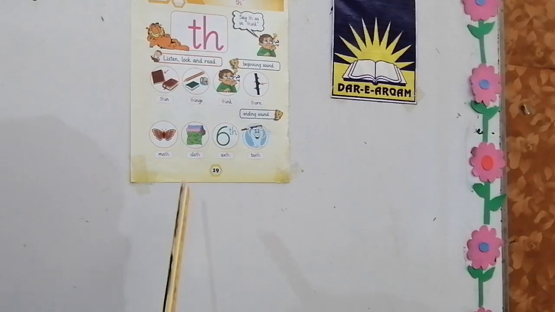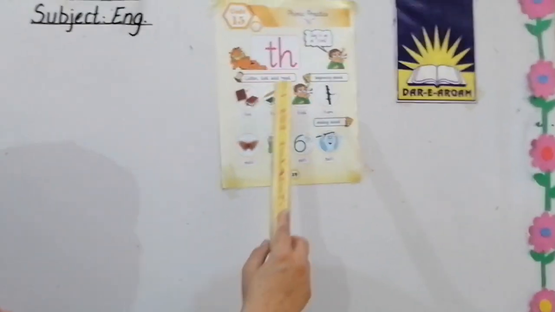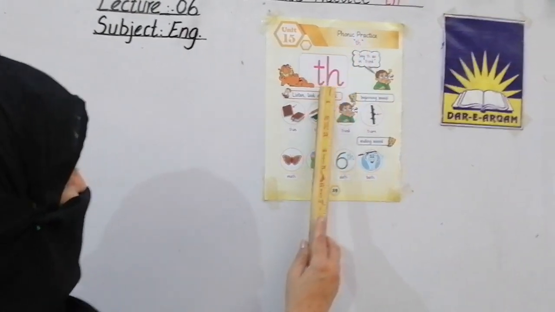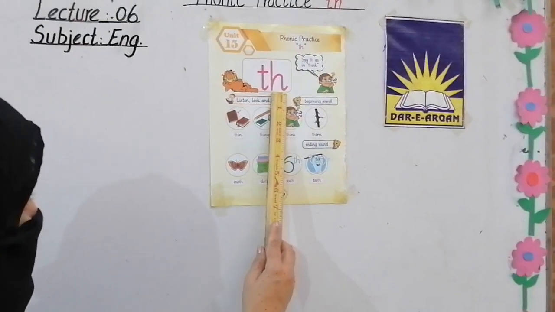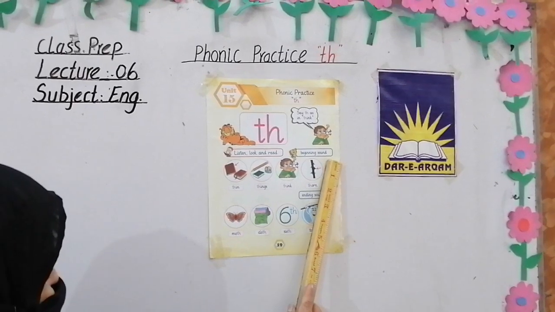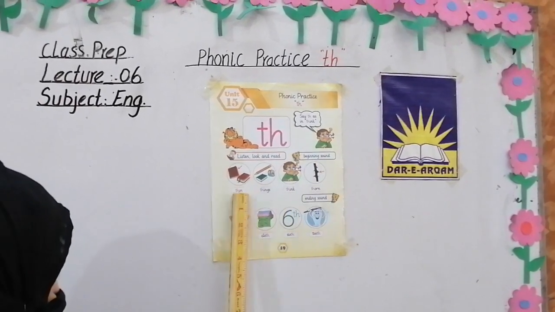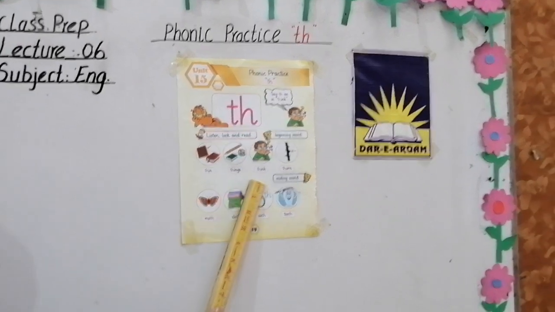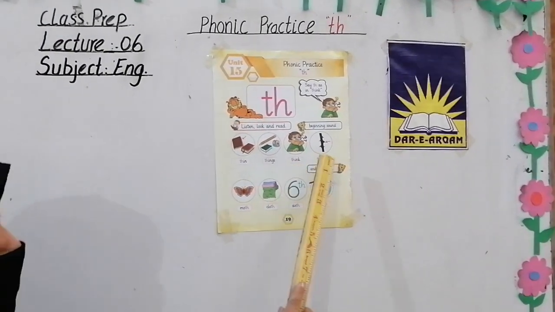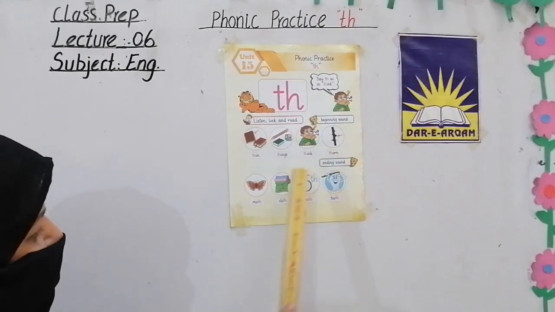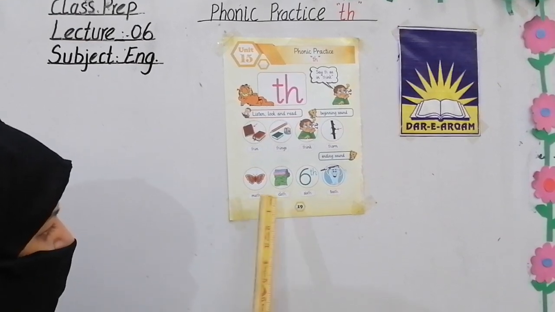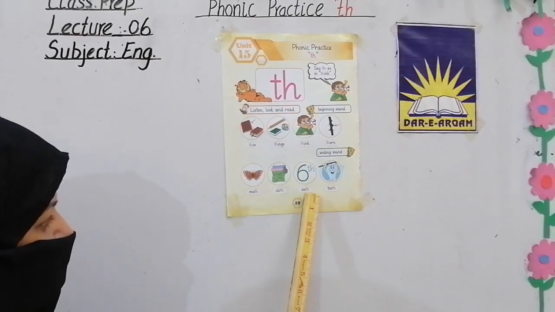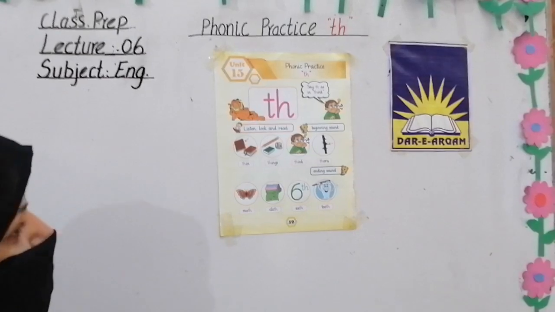So we revise here once. Letters T and H make a sound th. Beginning sound of th: thin, thing, think, thorn. Ending sound of th: moth, cloth, sixth, tooth. Okay, students.